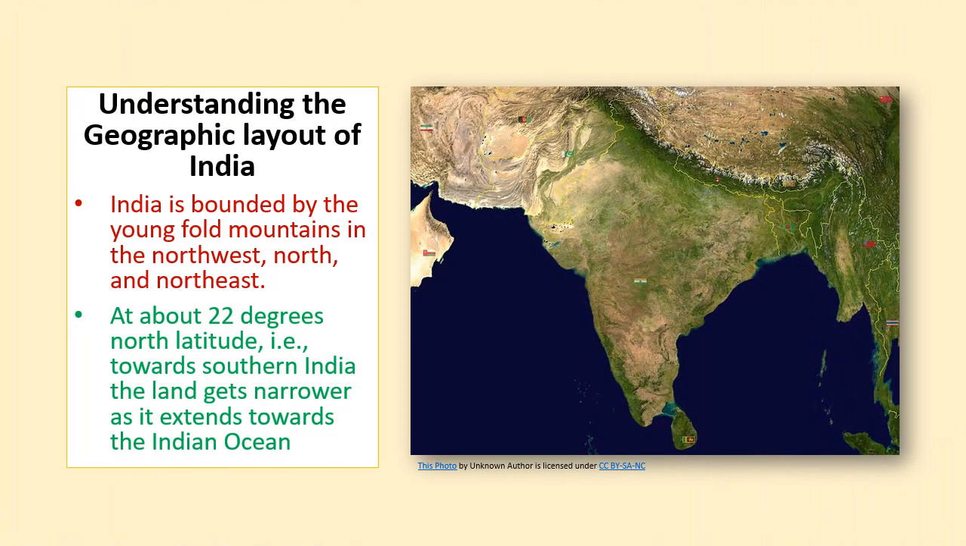There is one more thing you need to know. We all know that Tropic of Cancer passes through India right here, and that is 23 degrees 30 minutes north latitude. Now, as we go towards south, from 22 degrees north latitude onwards towards the southern side, the land gets narrower as it extends towards the Indian Ocean. So, what does it benefit our country in any way? That is the important question here.